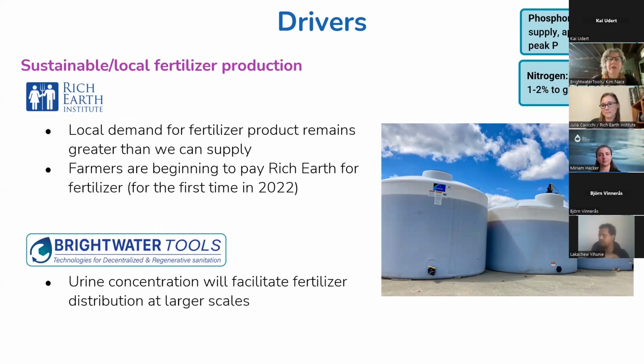So another driver for sure is the local fertilizer production. I love this picture with our tanks here because that's about 5,700 liters per tank there, and those get filled several times a year. So that's my favorite part of the work that we do, is to see those fill and then empty and go out to farms, et cetera.